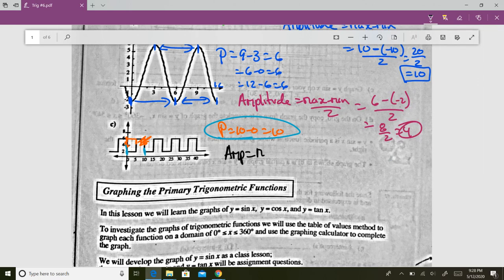Now, the amplitude is max minus min divided by 2. Maximum value is 6, minimum value is 2. 6 minus 2 is 4, 4 over 2 is 2. So the amplitude is 2. Okay.